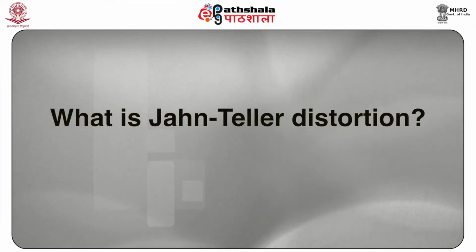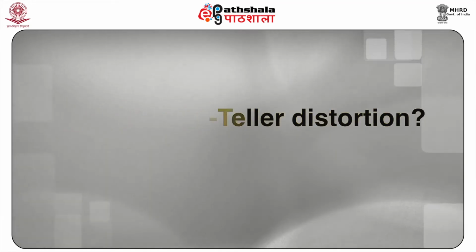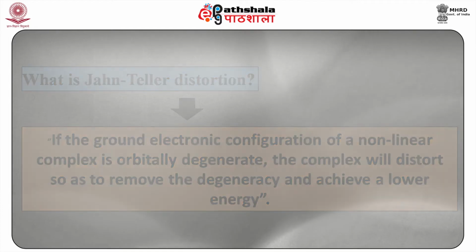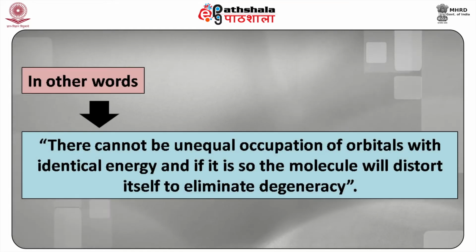In this context, first of all, we have to discuss what is Jahn-Teller distortion. According to the Jahn-Teller distortion, if the ground electronic state of the nonlinear complex is orbitally degenerate, the complex will distort so as to remove the degeneracy and achieve a lower energy. In other words, it can also be said that there cannot be unequal occupation of the orbitals with identical energy, and if it is so, the molecule is going to distort itself to eliminate degeneracy.